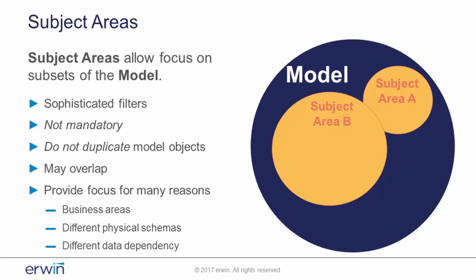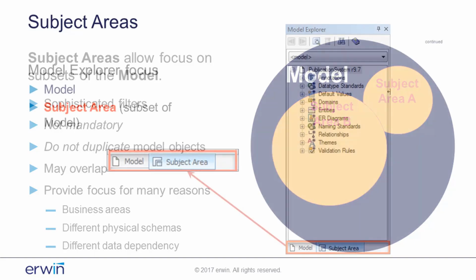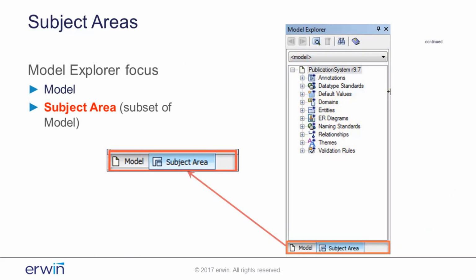But setting that aside for a minute, I'd like you to think about subject areas as subsets of the model. They're not required, but they surely are helpful. They help us see smaller chunks of the big forest, and that makes it easier to do the right work on the right trees in the forest. Remember that the Model Explorer allows us to switch focus from the entire model to a single subject area. Just a few slides back, we looked at the entire model and we looked at the entities in the entire model, a lot of them.